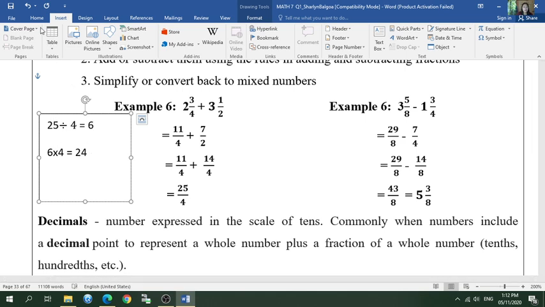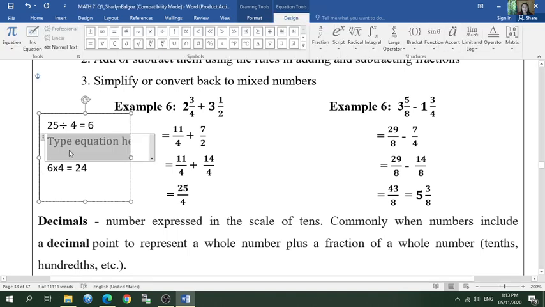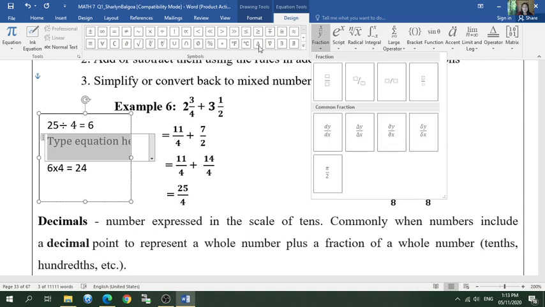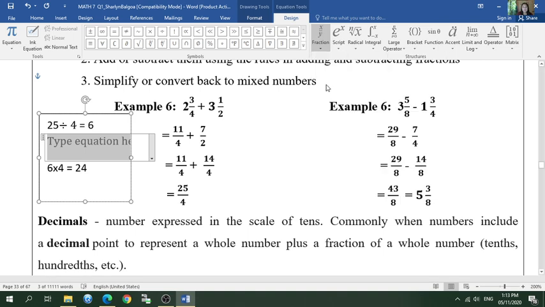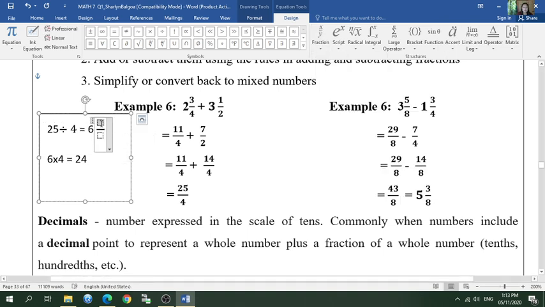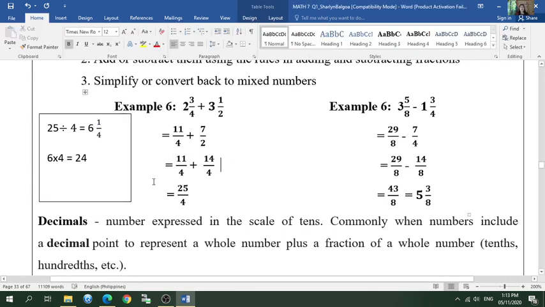That's why we have a final answer of 6 and 1 over 4. Tingnan natin kung siya ay tama. Paano natin palalabasin yung 25 over 4? 4 times 6 is 24 plus 1 is 25 over 4.